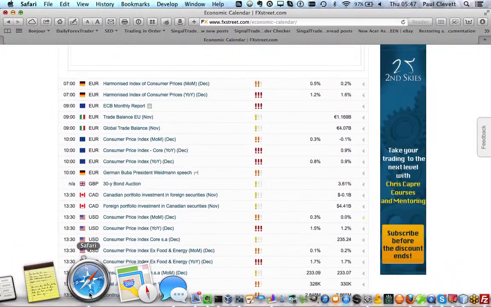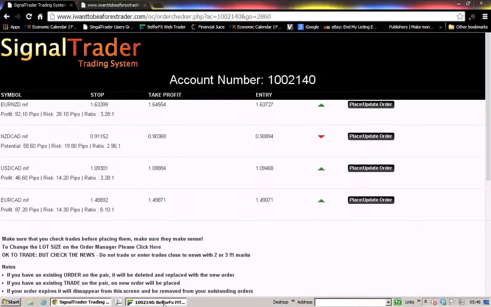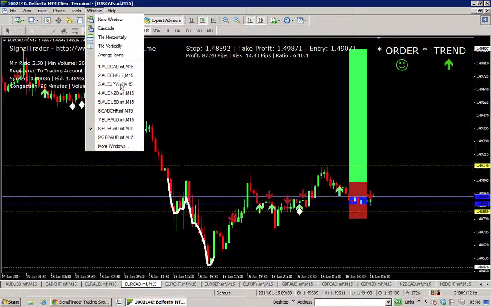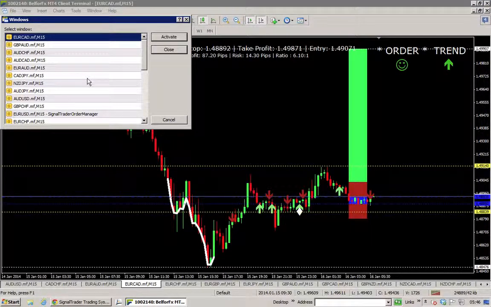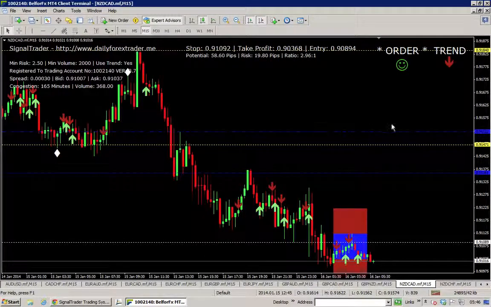New Zealand has been, I did read somewhere that they think it's getting stronger. Well, let's have a look and see what the charts say. So that's New Zealand CAD. More windows. New Zealand CAD. Where are you? Okay. Let's have a look at that. Okay, so what have we got?